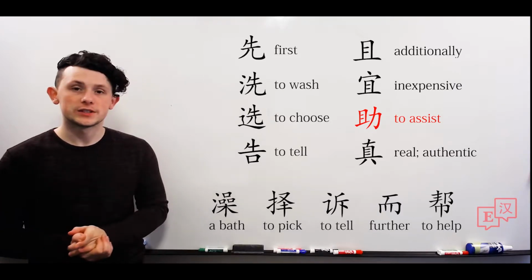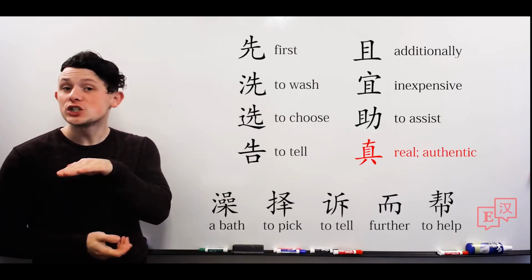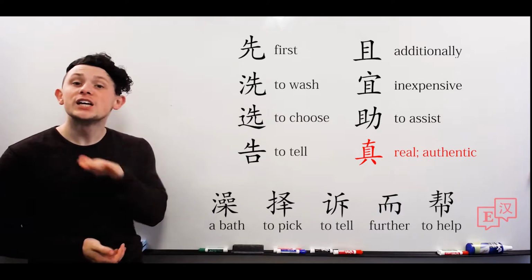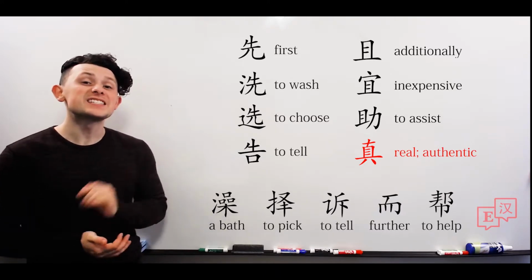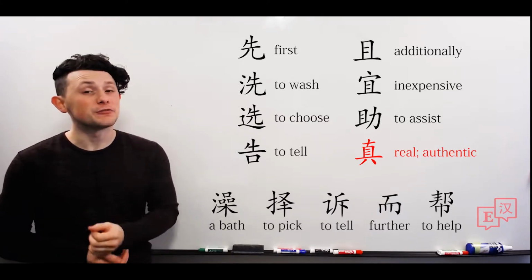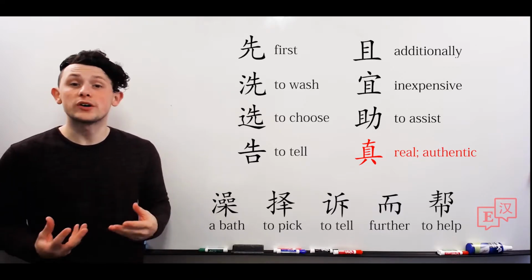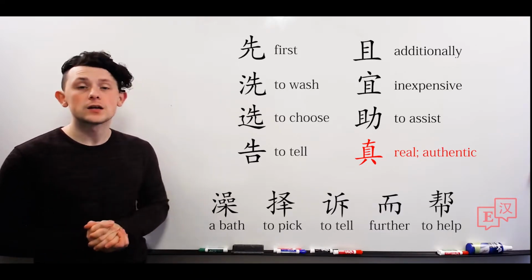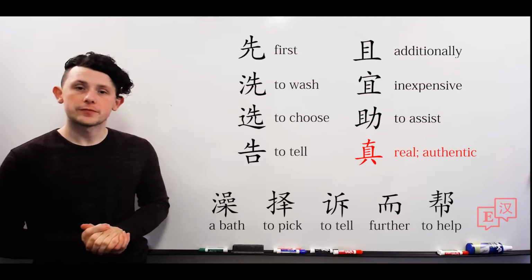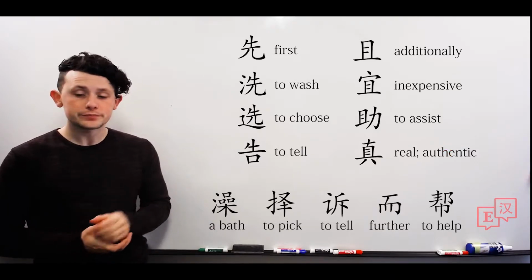Zhu. And lastly, for this set, 真. Zhen. This is the opposite of jia, meaning fake. Zhen means real or genuine, authentic. Zhen.